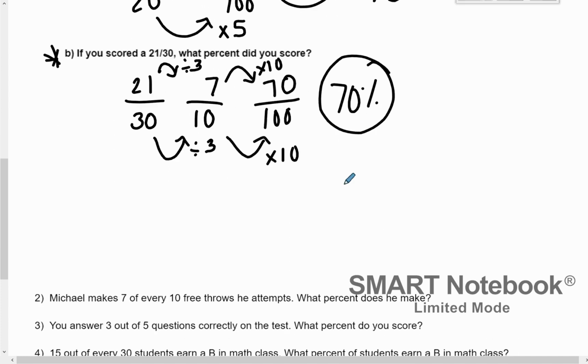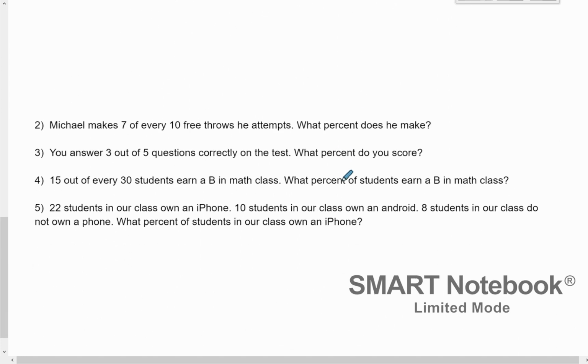All right. So for the rest of this time, you are going to be answering these 4 questions. Michael makes 7 out of every 10 free throws he attempts. What percent does he make? You answer 3 out of 5 questions correctly on the test. What percent do you score? 15 out of every 30 students earn a B in math class. What percent of students earn a B in math class?